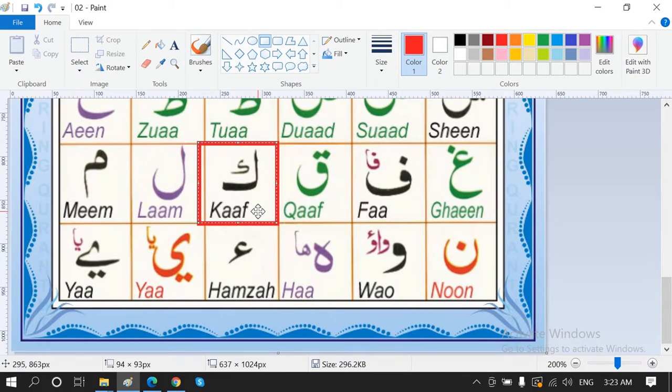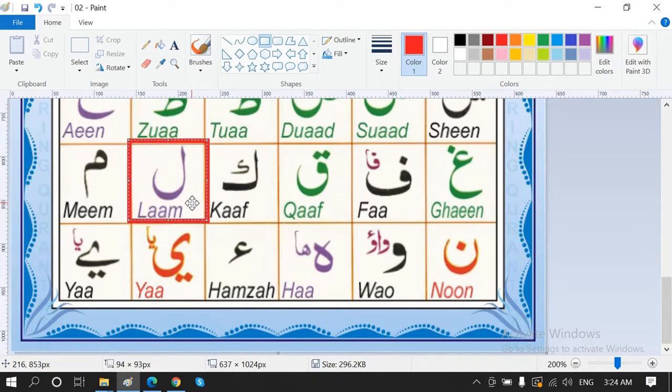And next one is kaf. Soft one. The sound of kaf is pronounced from the root of the tongue and the hard palate. Kaf. Qaf. Kaf. Do you know the difference? Qaf heavily, kaf softly. Kaf.